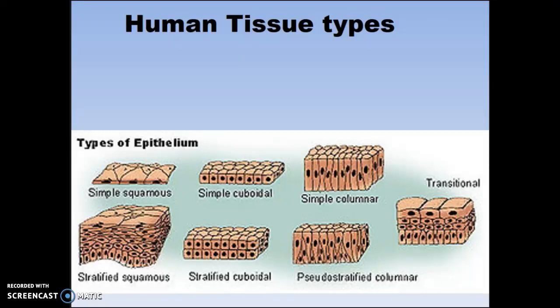Human tissue types. Talking about tissues, anatomy, physiology. Remember, cells make up tissues. Tissues are things made up of the same type of cell. So the first type of tissue we're going to talk about is the first thing we see when we look at someone. That's called epithelial.